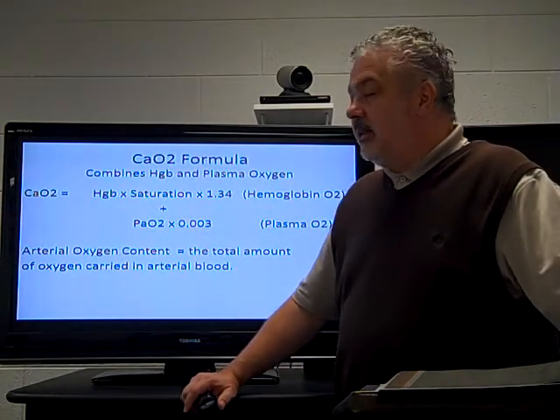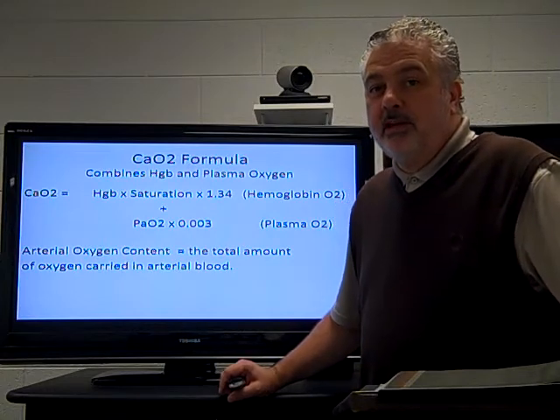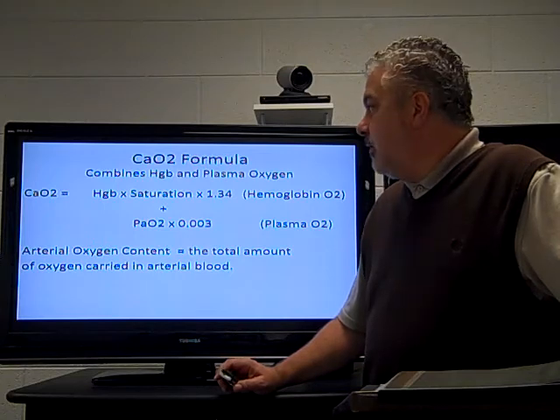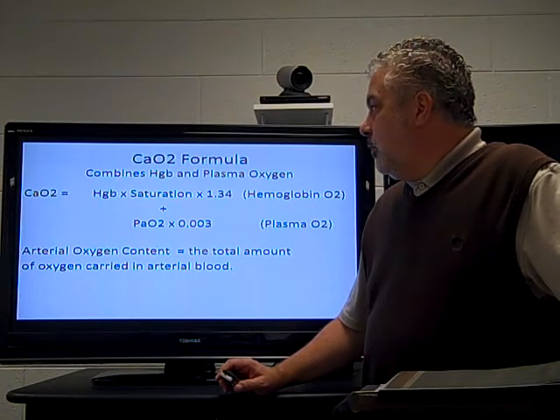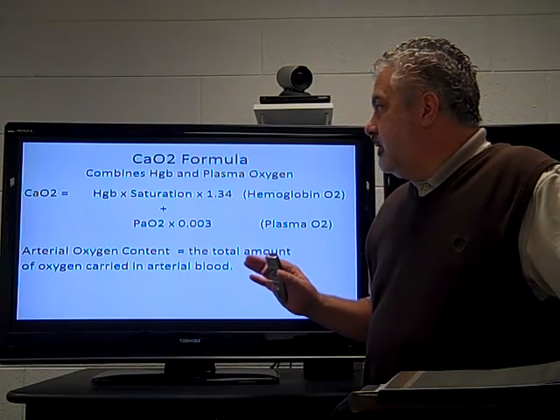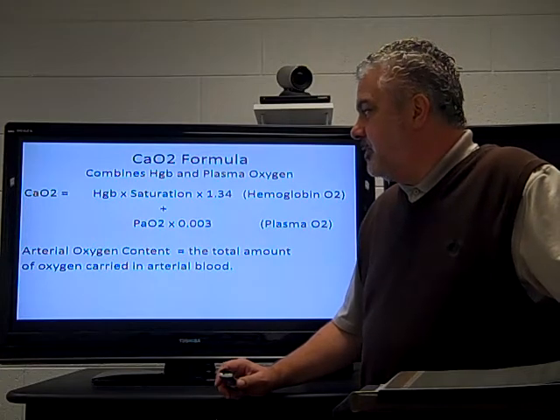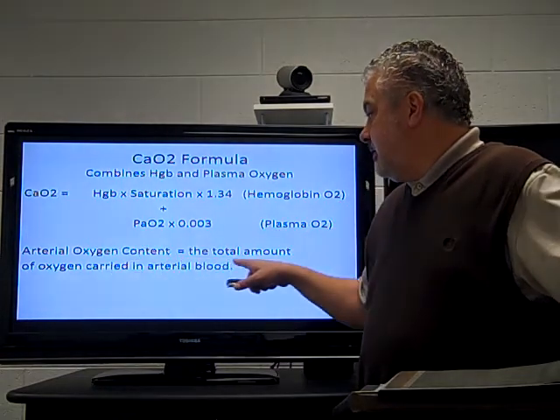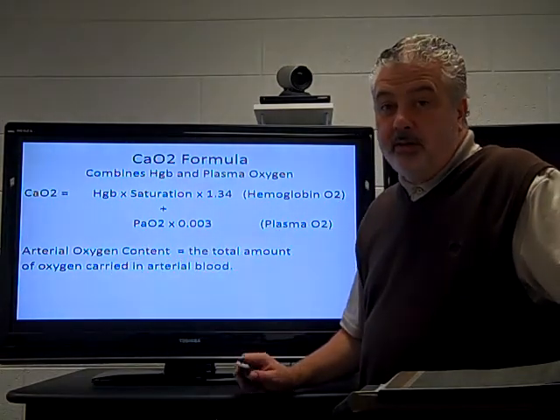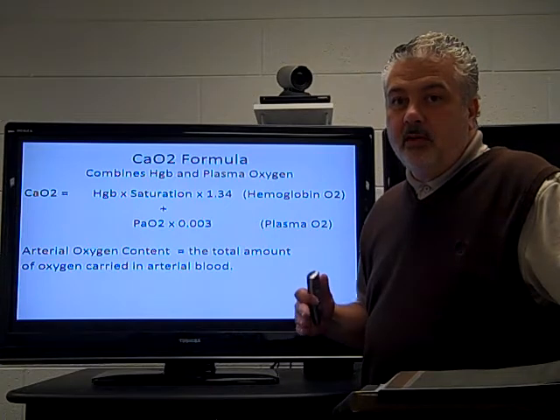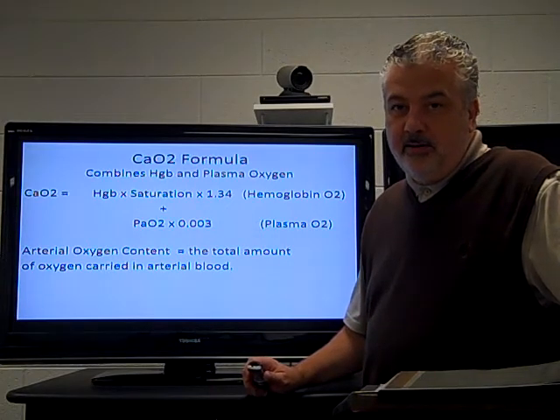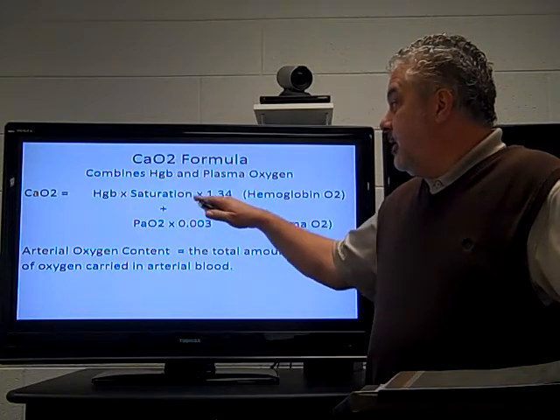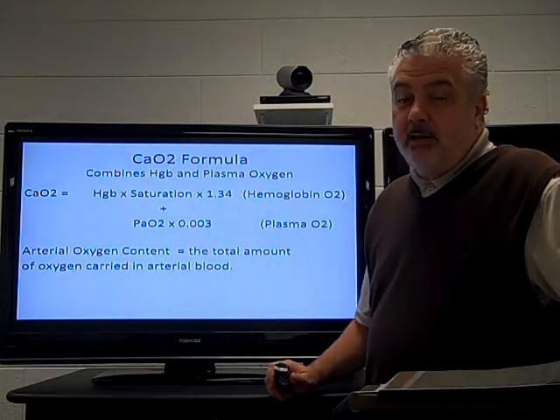All right, so if we looked at the overall picture, we said hemoglobin is the best carrier of oxygen by far. It's where we need to go. And so what we're able to do with the CaO2, CaO2 is arterial oxygen content. Arterial oxygen content is the total amount of oxygen carried in arterial blood. So we were able to look at the total amount of oxygen carried by combining the hemoglobin oxygen and the plasma oxygen.